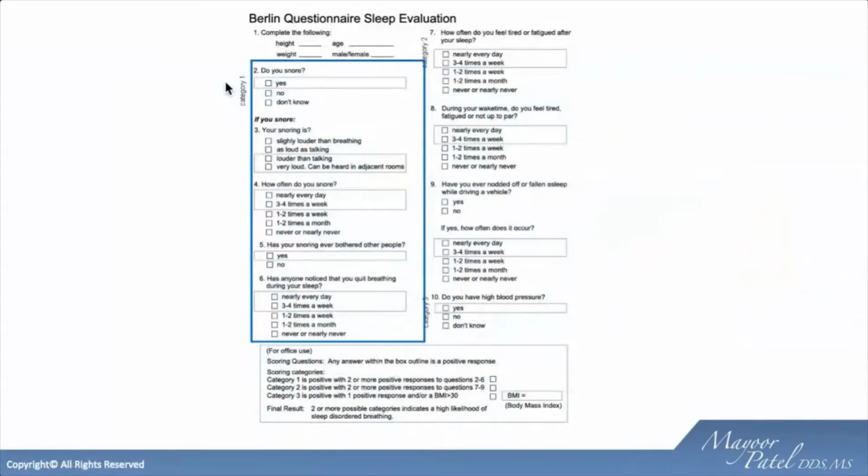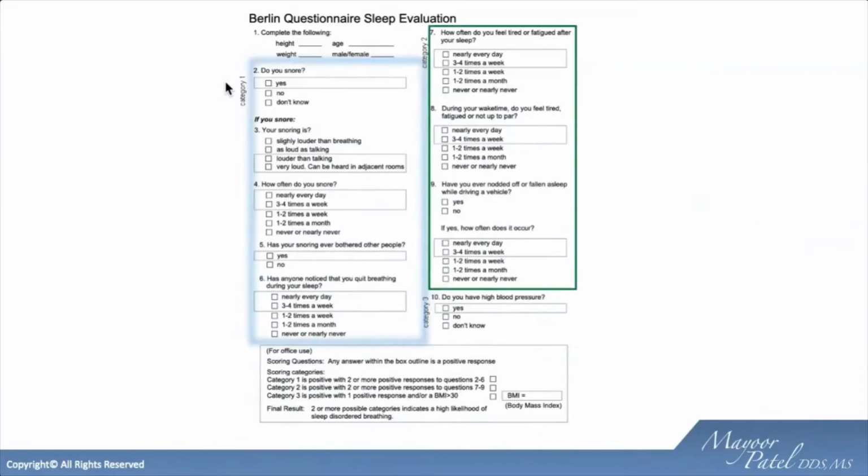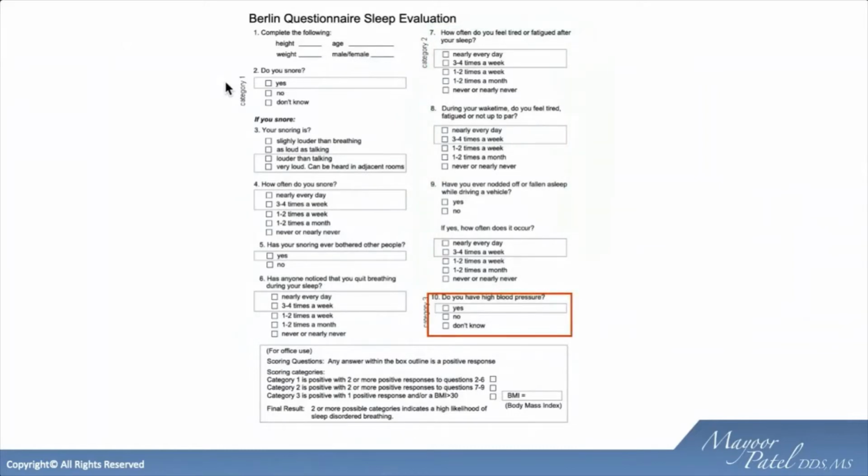There's also the Berlin questionnaire, broken down into some categories. The first category is all about snoring. As the patient answers these questions and checks these boxes, you then tally up the grid boxes where the answers are checked on the lower aspect of these questionnaires. So the first section, category 1, is purely on snoring. Category 2 works on fatigue, and category 3 talks about hypertension.